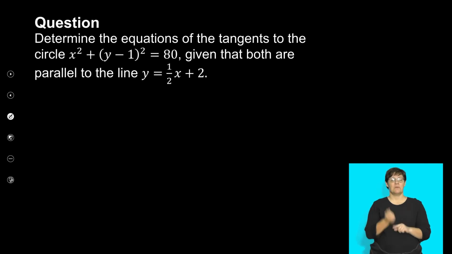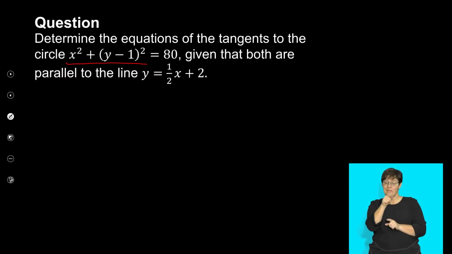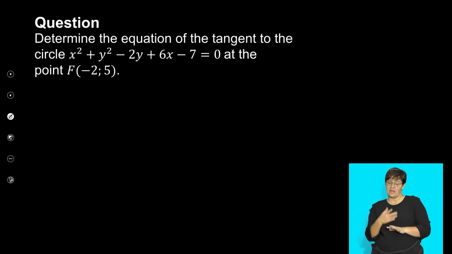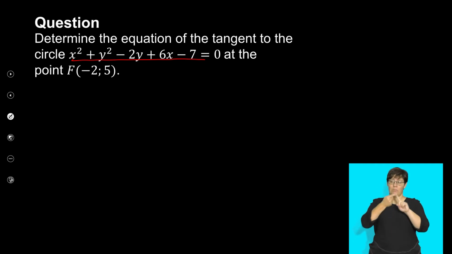The next question, they say, determine the equations of the tangents to the circle given that both lines are parallel to that line. I think the ordering of my slides is mixed up, and so I'm going to move to this question, and then I'm going to come back to that question that was on the previous slide. So let's do this question. It says, determine the equation of the tangent to the circle at this point.